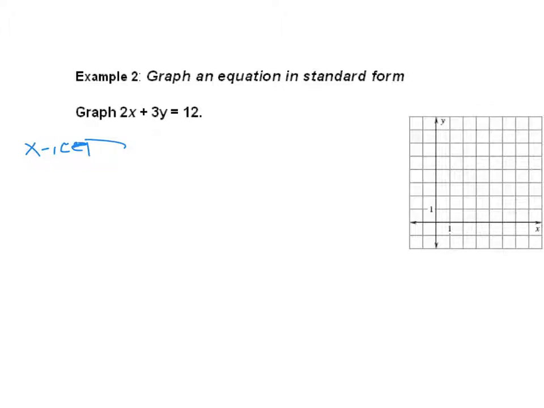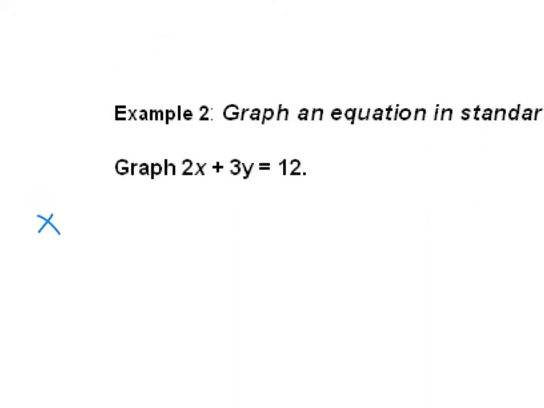Step 2, I go ahead and identify my x-intercept. Ugh. I don't like it. It's messy. Sorry, fixing it up for you. Alright, so I'm going to go ahead and identify my x-intercept. And we do that by letting y equal 0.